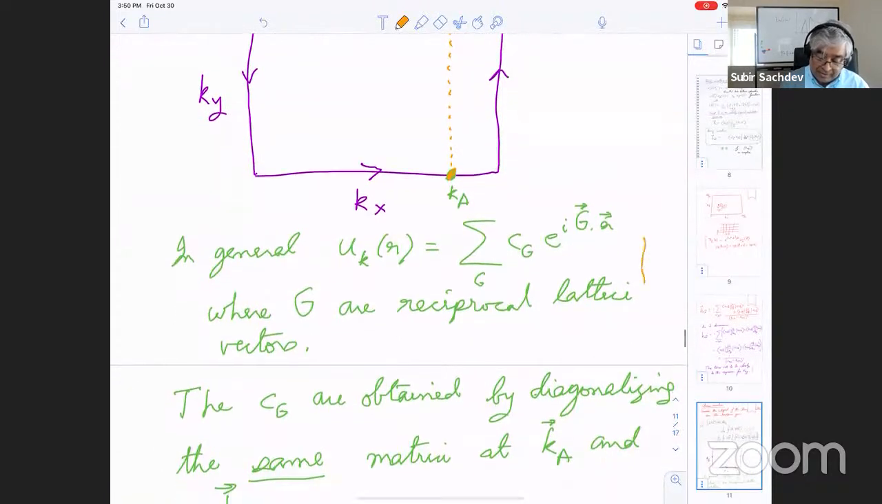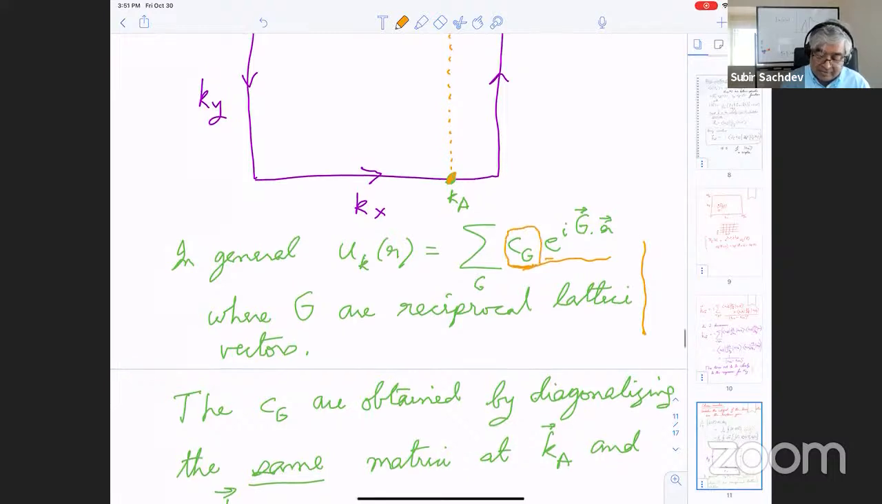u_k(r) is a periodic function, so it can be written as some numbers times e to the i g dot r, like any Fourier series. This is just the Fourier series for a general lattice. For the square lattice, it's literally the Fourier series. And the Hamiltonian just gives you a set of matrix equations for the c_g.